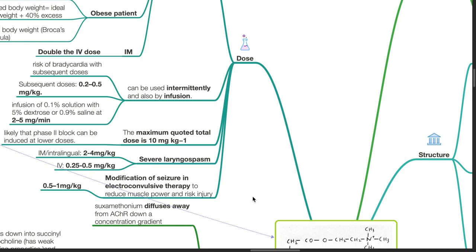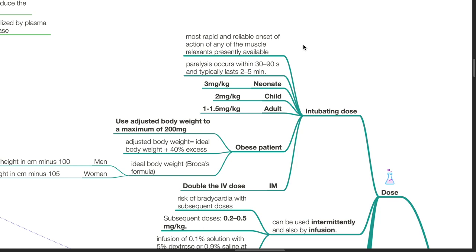The dose of Suxamethonium. For intubation, it has the most reliable and rapid onset of action of any of the muscle relaxants presently available. Paralysis occurs within 30 to 90 seconds and typically lasts 2 to 5 minutes. For the neonate, it is 3 mg per kg. For the child, it is 2 mg per kg and 1 to 1.5 mg per kg in the adult.